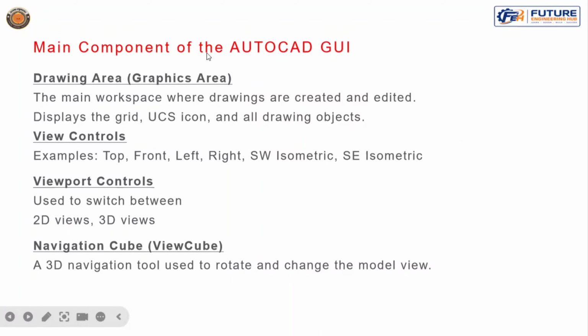Drawing area, the main workspace where drawings are created and edited. It displays the grid, UCS icon, and all drawing objects. View control, for example top, front, left, right, southwest isometric, southeast isometric, etc. Viewport control is used to switch between 2D view and 3D view. Navigation cube, a 3D navigation tool, is used to rotate and change the model view.